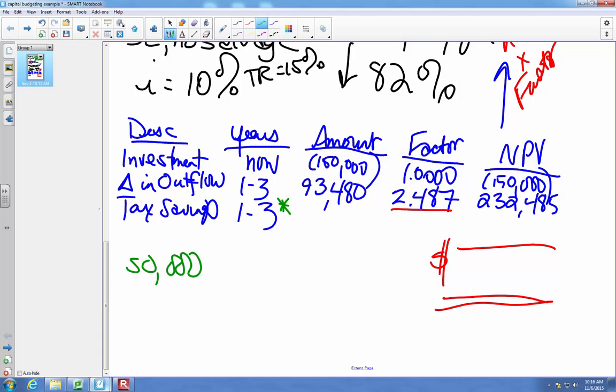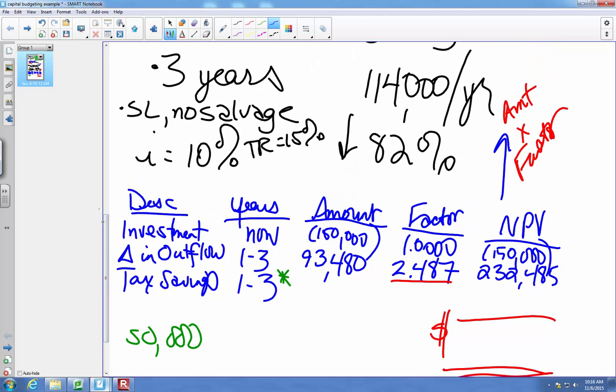Okay, so I did it right. Yeah, that's it. It's 7,500. Isn't it 7,500, 50,000 times 15%? Yeah. Did you write it down? Tax rate is 15%, see right here.